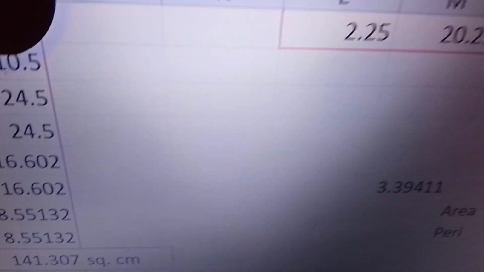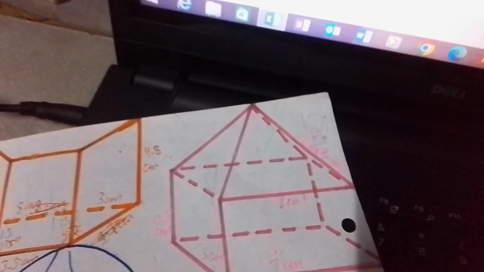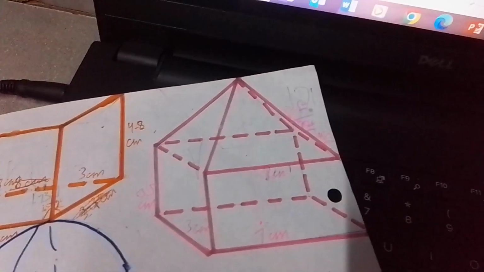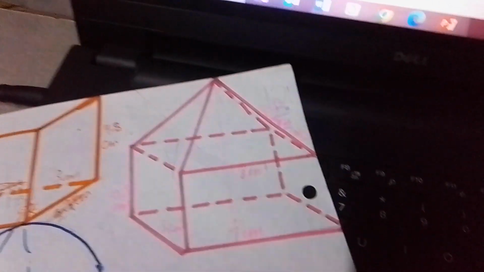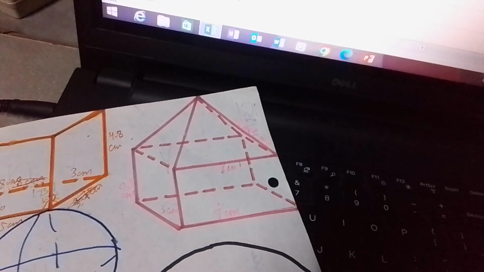Alright? Now, to solve for the volume. To solve for the volume, mabilis lang to. You just get the volume of the prism and the pyramid all together. Once you've already gotten the volume of the pyramid and the prism, you just add them together and that is your answer. Here's how.